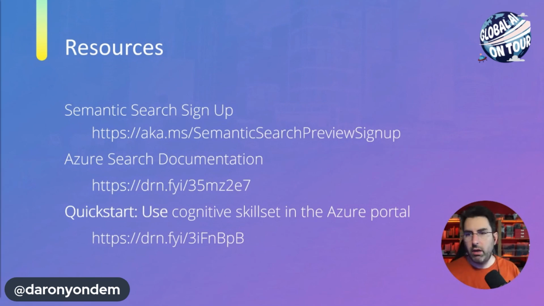Cool. Resources, Semantic Search sign up. This is the link where you can go and fill out the form. But before you do this, make sure you have a Cognitive Search account, because they're going to ask you in the form, as far as I remember, it's been a week or two, to write down the service account name and they will turn on this preview feature, the Semantic Search feature, for your cognitive service.